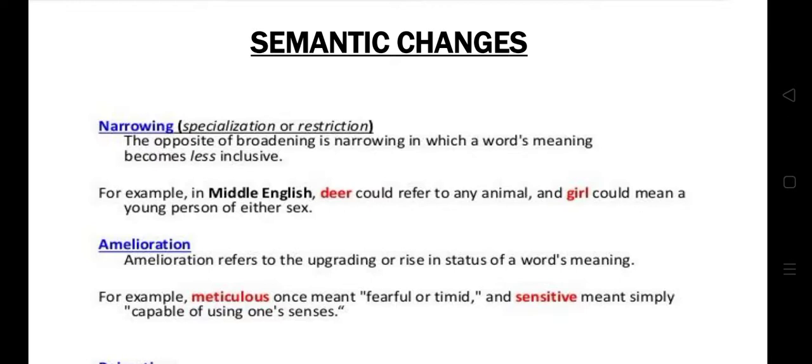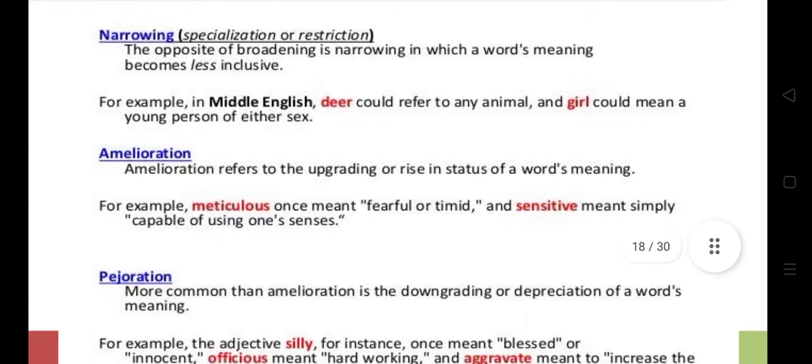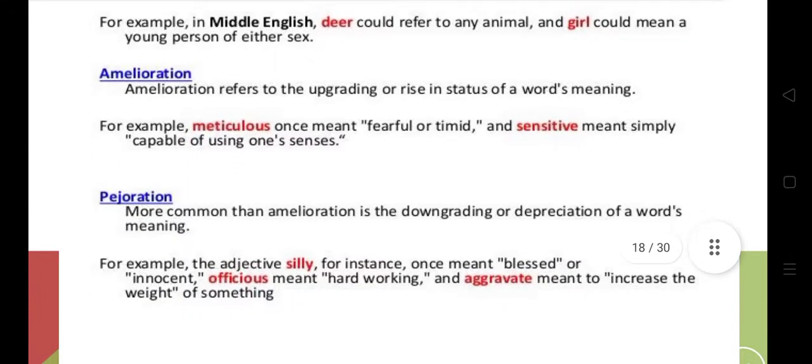It's the opposite of broadening, in which a word's meaning becomes less inclusive. For example, in Middle English, the word deer could refer to any animal. So it was broad in Middle English, but in modern English it is only used to refer to a specific animal. And girl could mean a young person of either sex in Middle or Old English, but in modern English, girl has a specific meaning only: a young woman of the female sex.